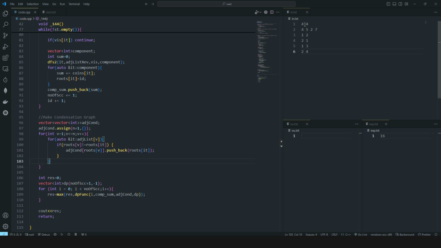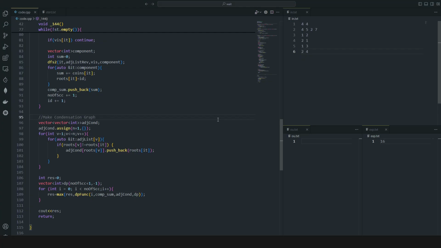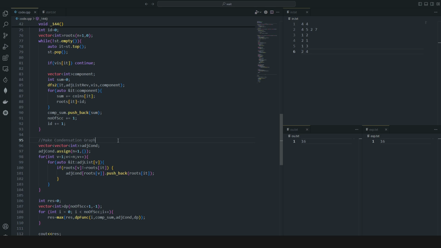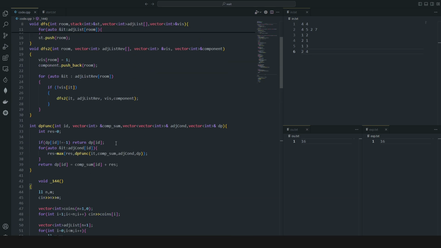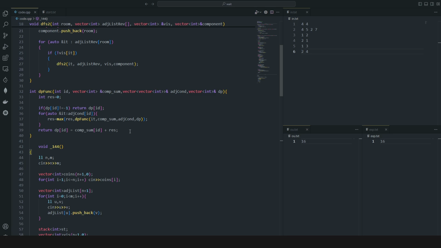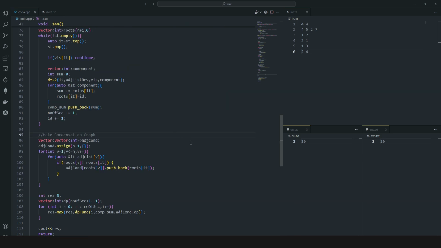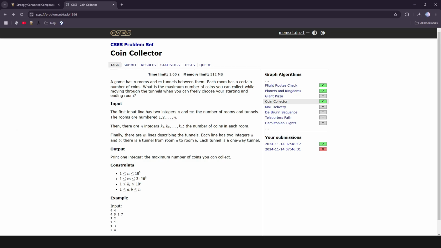So this is our given input and the required output was 16. Now if I run this and see what output comes here. Great, we are getting 16 and the expected output was also 16. So I think this should work. Now let me submit this on the CSES platform itself to verify the correctness.